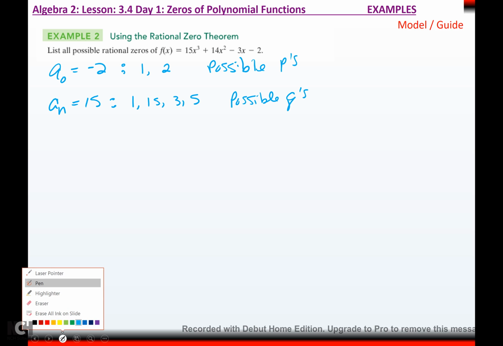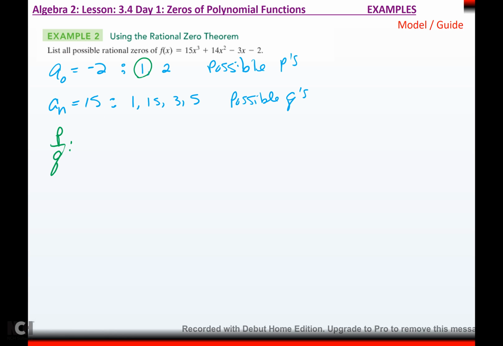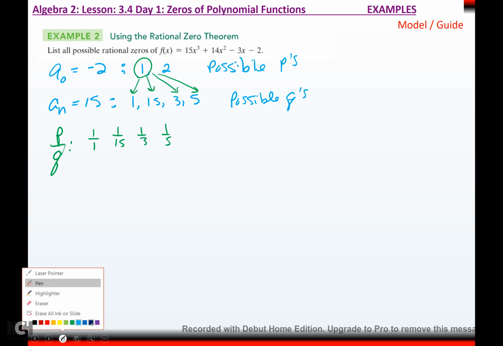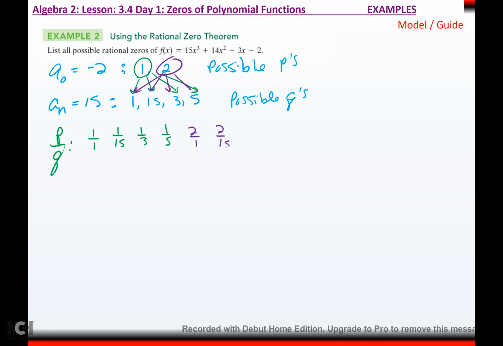So my possible PQ list, I'm going to take my first P and put it over each one of my possible Q's. So I have 1 over 1, 1 over 15, 1 over 3, 1 over 5. Then I'm going to take my next possible P and put it over each one of these. So I have 2 over 1, 2 over 15, 2 over 3, 2 over 5. And those are my possible P's. I'm going to clean it up.